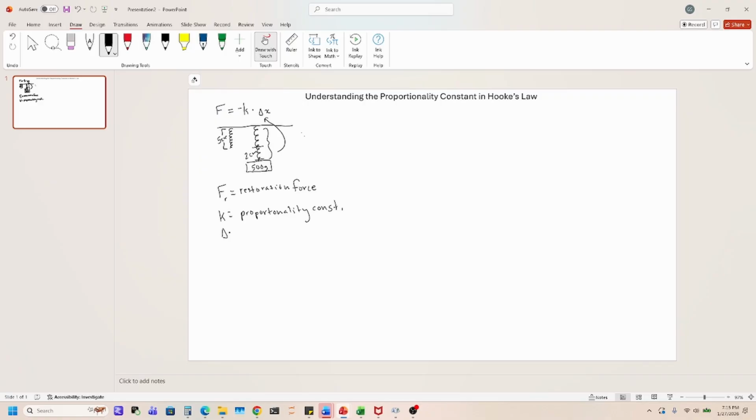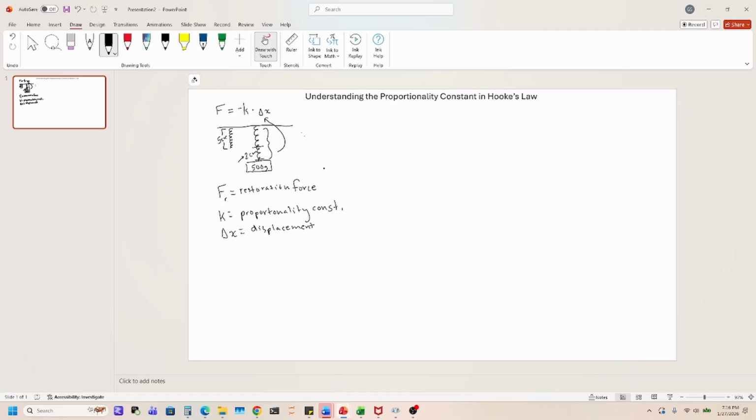But our delta x is our displacement. And in our case, the delta x would be 2 centimeters, because that's the amount that the spring has changed in length. That's the amount of displacement.